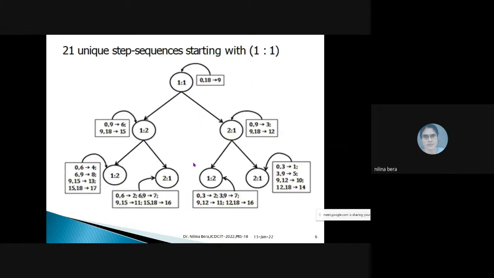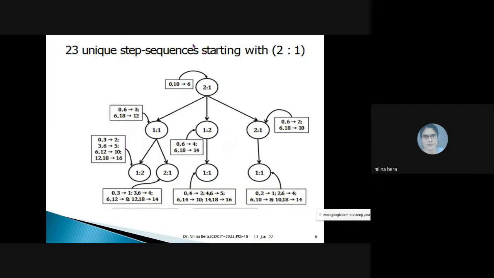Here I can create different sequences. Simply 1 is to 1, 1 is to 2, 1 is to 2, one entire branch is there. Another branch is, suppose, 1 is to 1, 2 is to 1, 2 is to 1. In this way, altogether I am getting 21 unique step sequences with the weighted dilution. In another example, the same 3 steps are there and the sequences are changing, so altogether I am getting 23 unique sequences.